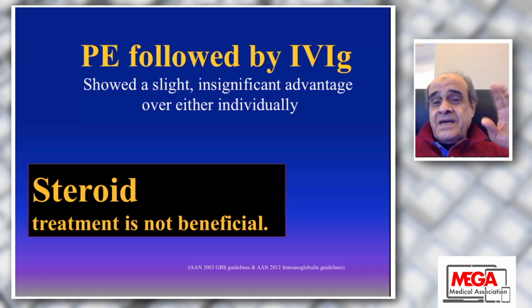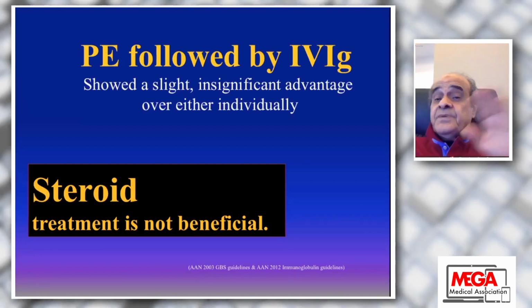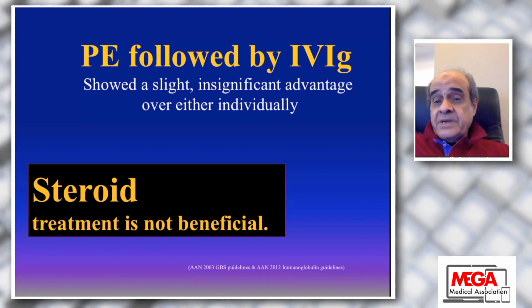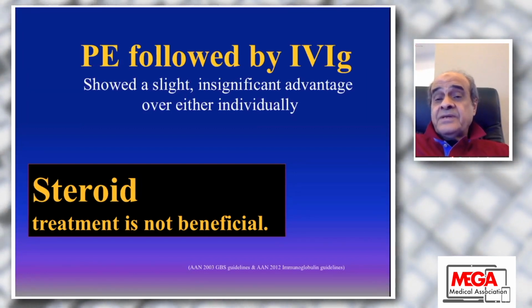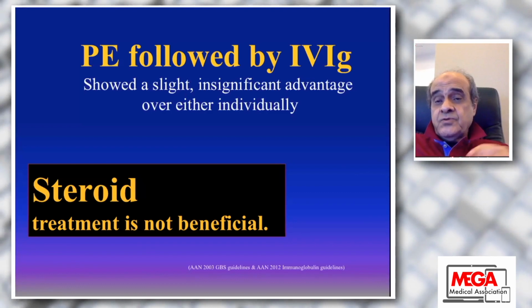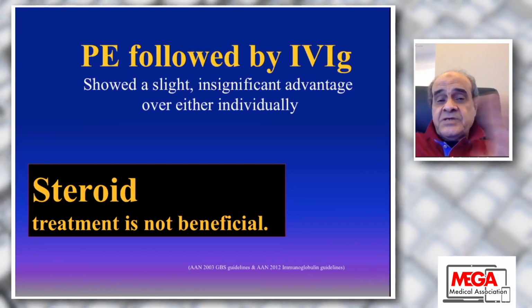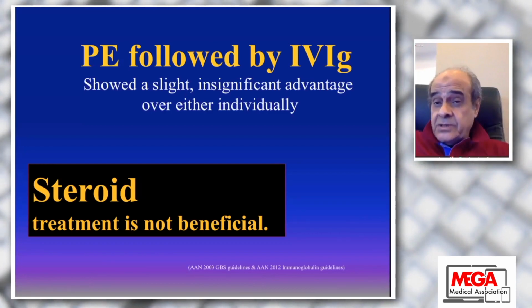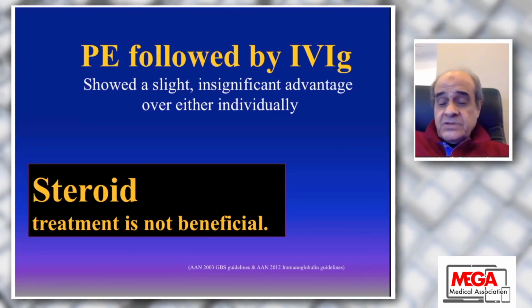Steroid treatment is not beneficial in Guillain-Barré syndrome. Steroid treatment is not beneficial in Guillain-Barré syndrome, and it carries its complications: osteoporosis, infection, immune suppression, and so on. Also in acute cervical injury and spinal cord injury, don't give steroids. No need for steroids.